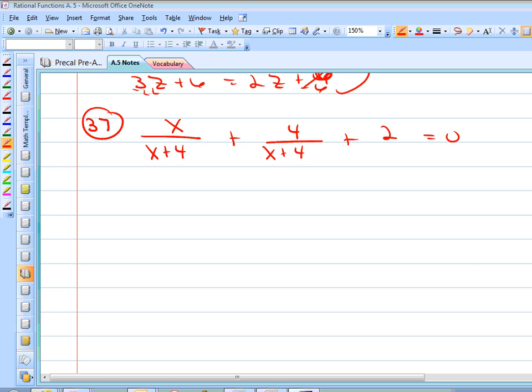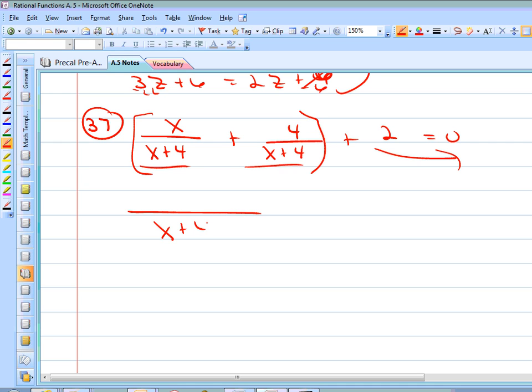All right, again, this is a problem that if you pay attention and analyze your situation before you start working, you can save yourself some time. Notice these two already have a common denominator and could be combined. And notice that we actually could move the 2 to the right. So we would have a common denominator of x plus 4. And at the top we have x plus 4. That's kind of interesting. And on this side we have a 2, so we're going to put 2 over 1.